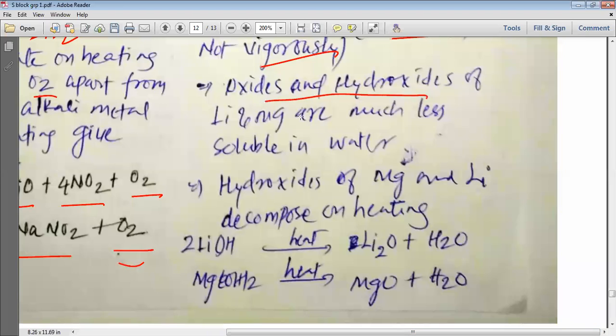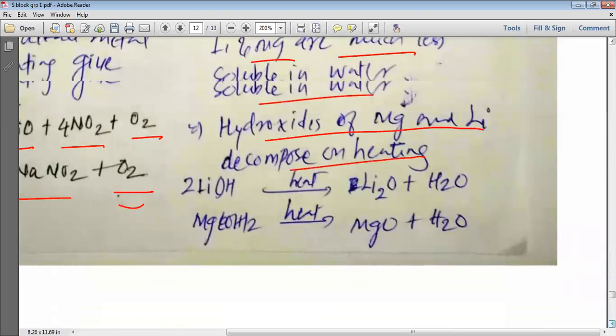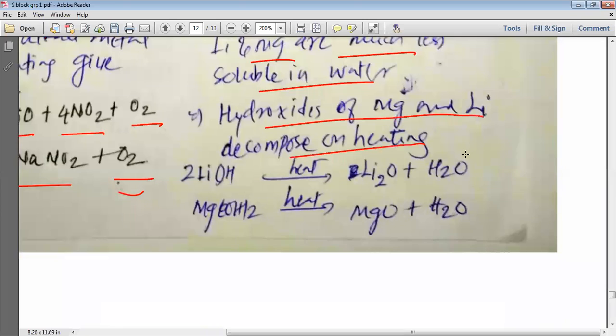Oxides and hydroxides of lithium and magnesium are much less soluble in water. Hydroxides of magnesium and lithium decompose on heating. So if you heat lithium hydroxide, it will give lithium oxide and water. If you heat magnesium hydroxide, it gives magnesium oxide and water.